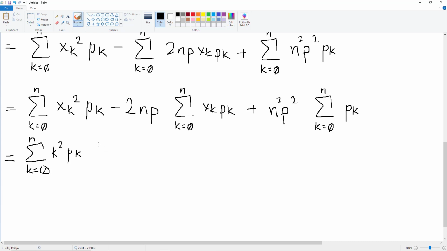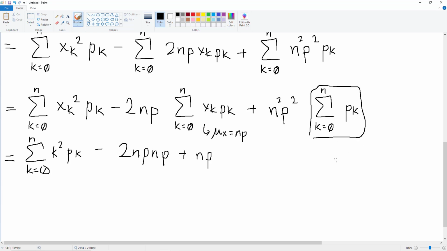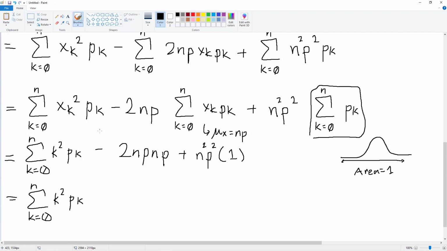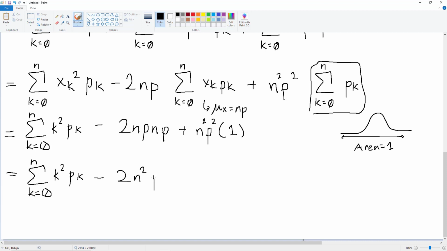Then, in the second term, we could see that the summation is exactly the same as mu of x, or just the expression summation of the mean. So we could just substitute that with np. And for the last summation, it's the sum of all probabilities of the distribution, which should just be equal to 100% or just 1. If we simplify everything, we get that the sum of k equals 0 to n for the expression k squared times p of k, subtracted by n squared p squared.